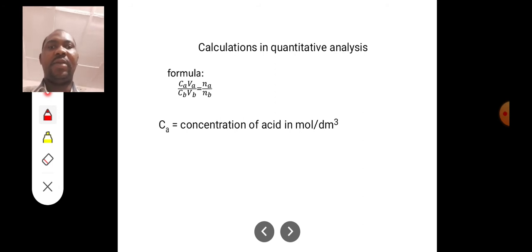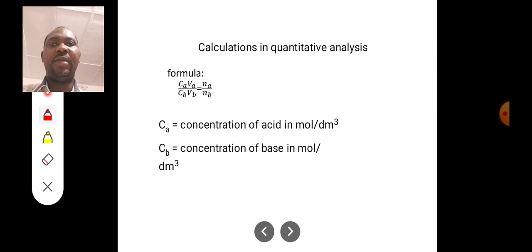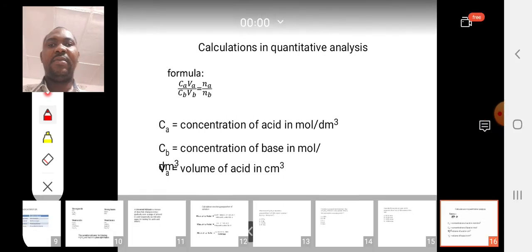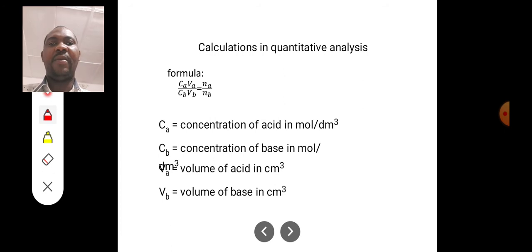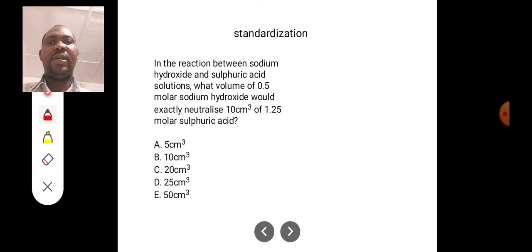CA here means the concentration of acid in mole per dm cube. The concentration must be in mole per dm cube. CB is the concentration of base in mole per dm cube. VA is the volume of acid, and VB is the volume of base. So we should note that.